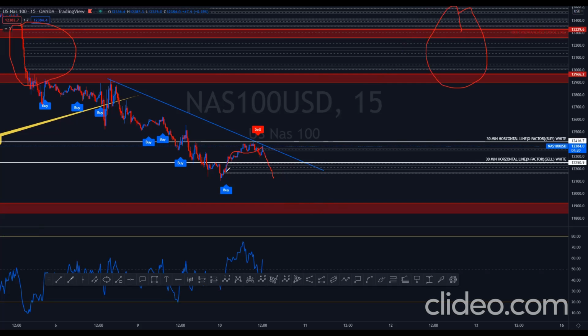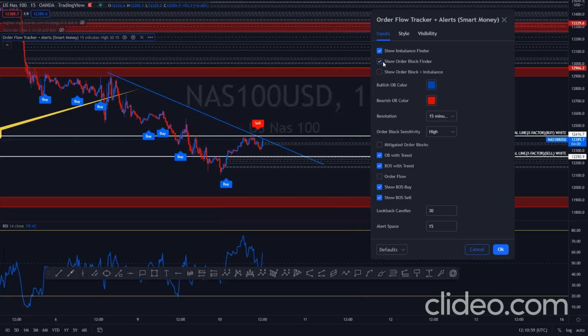But they're going to have to fill this up at first. Because even though they made a lot of money off of this buy order here, there's a lot of sell orders that were left open. They're going to have to sell it off to be back into the positive again. So with that being said, let me turn on the order block finder.